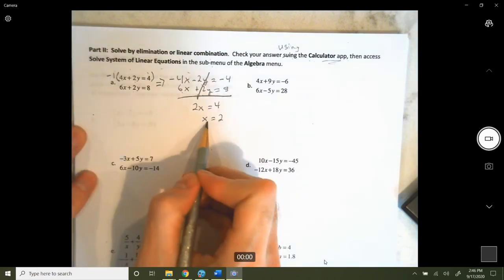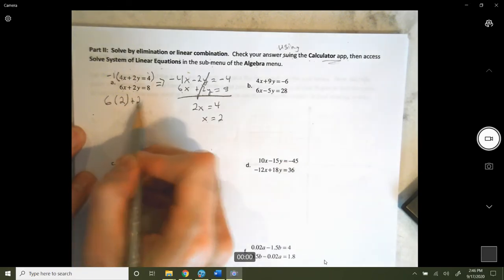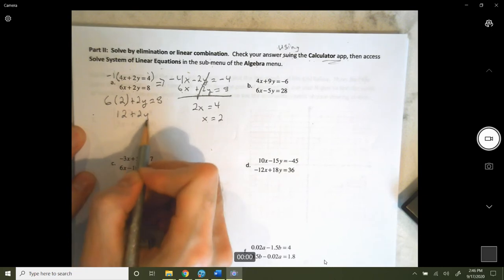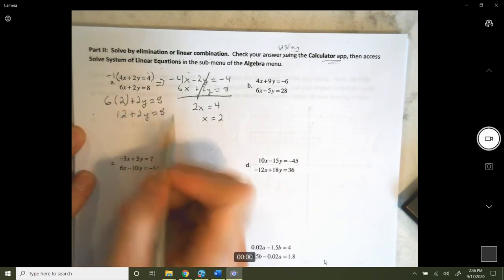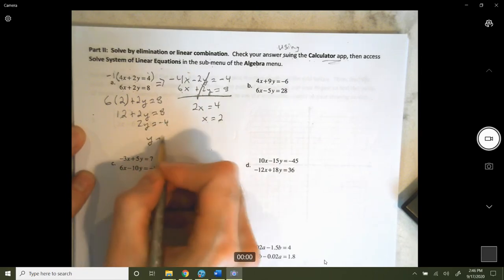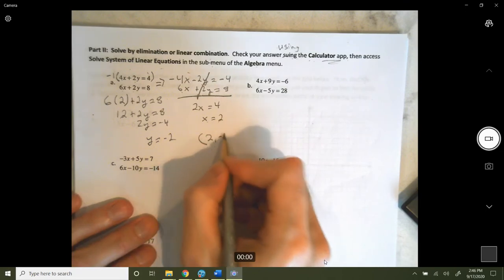Now I'm going to plug the 2 back into either equation for x. Let's just plug it in here. 6 times 2 plus 2y equals 8. So that's 12 plus 2y equals 8. Subtract 12 from both sides. 2y equals negative 4, and y will equal negative 2.